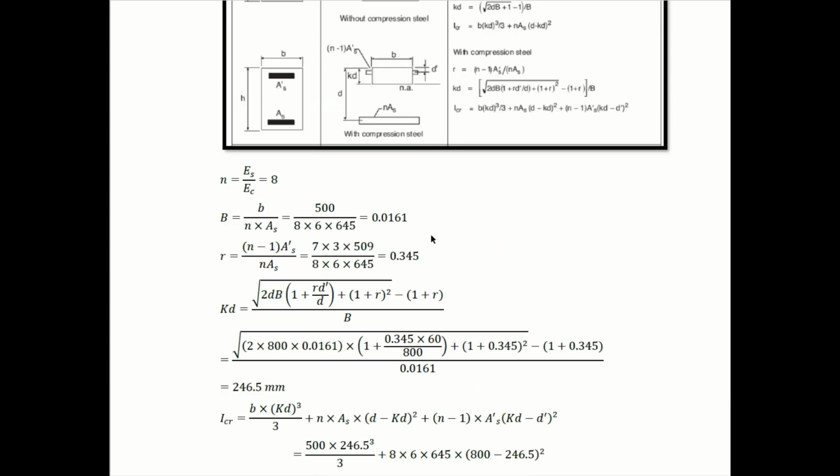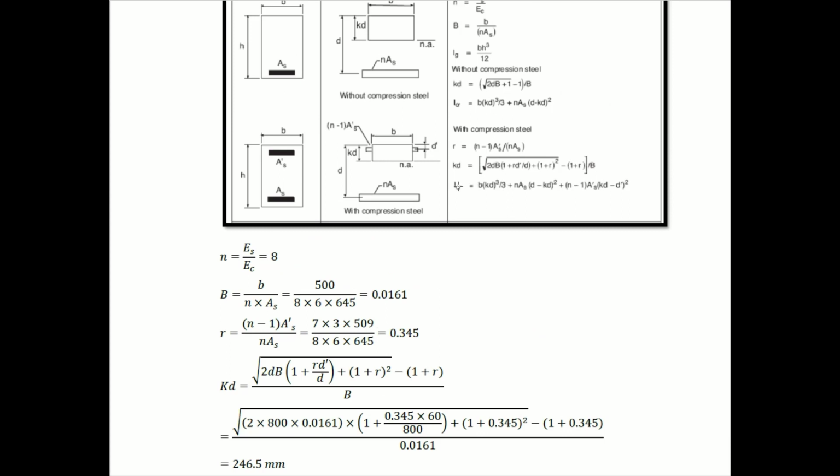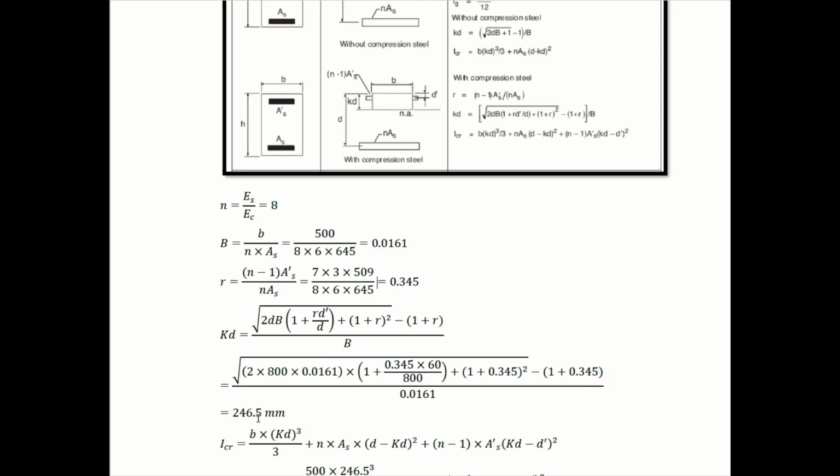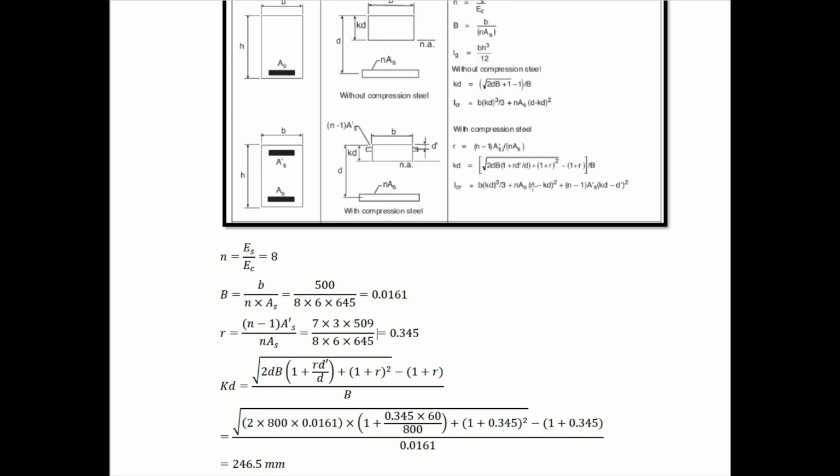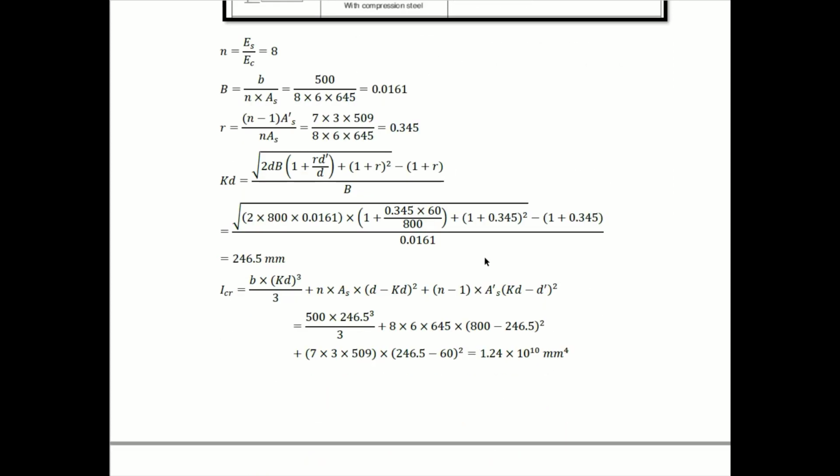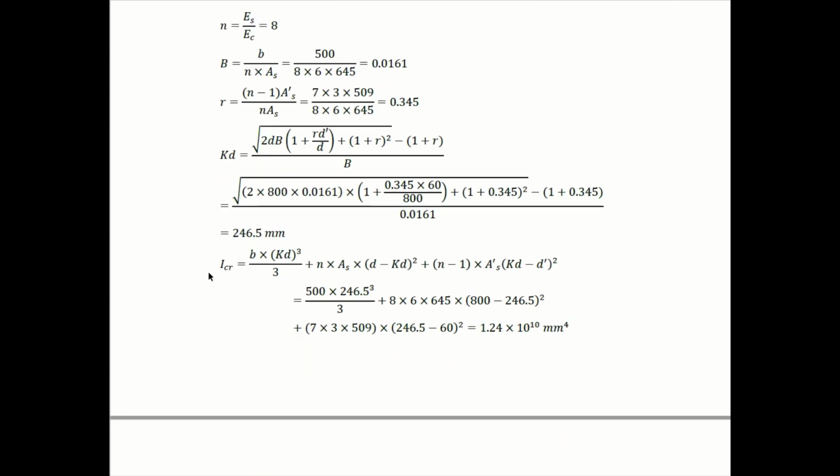Then we can go to determine I cracked from this equation. Also, it's in terms of B small, which is 500. KD, we already determined it, 246.5. D, the effective depth, is 800. N is 8. AS is the total tension reinforcement, which is 6 times 645. AS prime is 3 times 509. D prime is 60. Direct application for this rule, we can determine I crack, which is equal to 1.25 times 10 to the power 10.